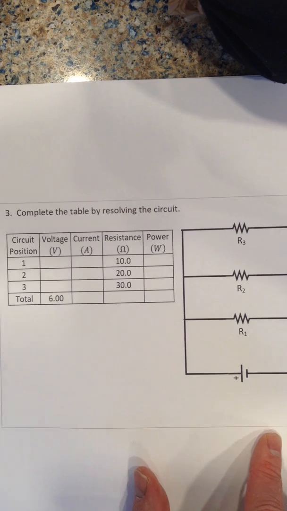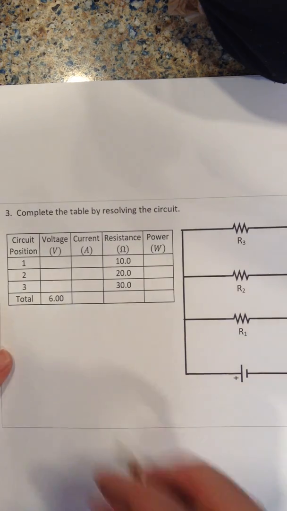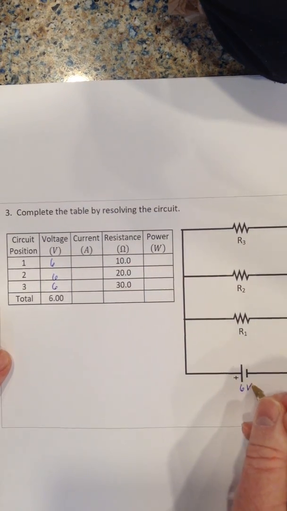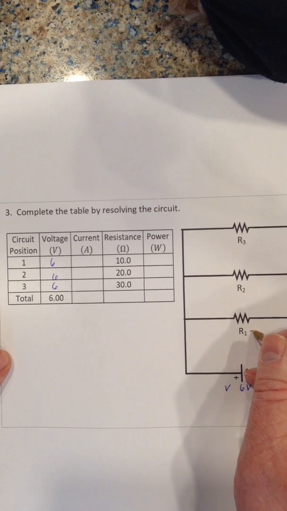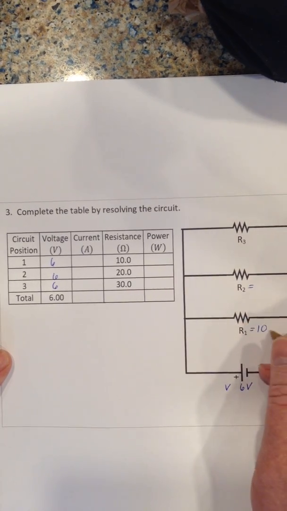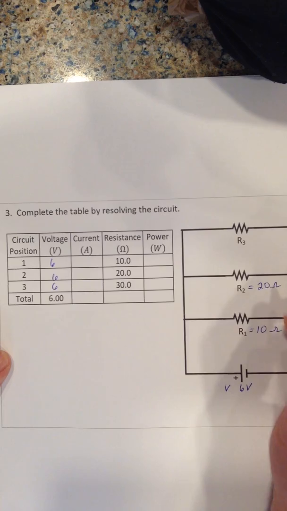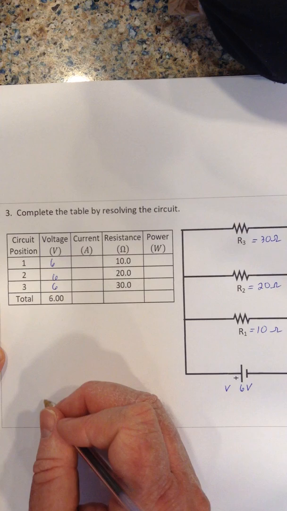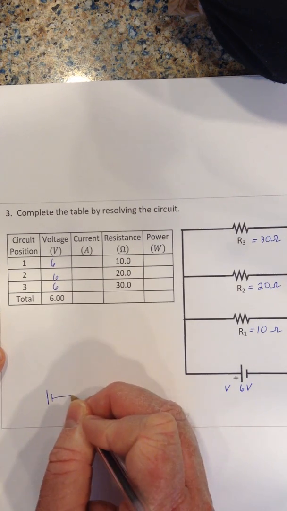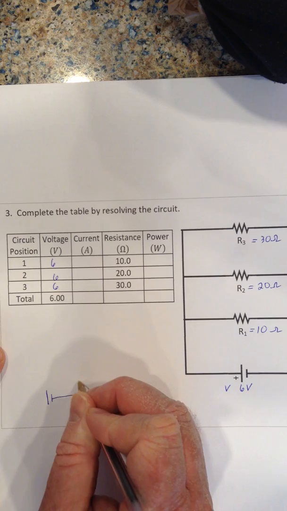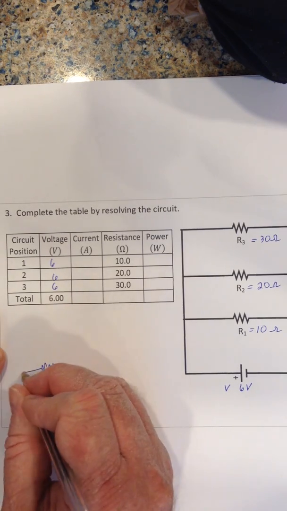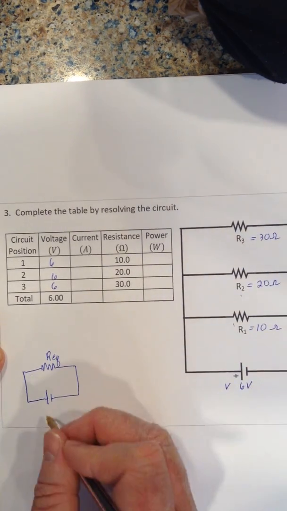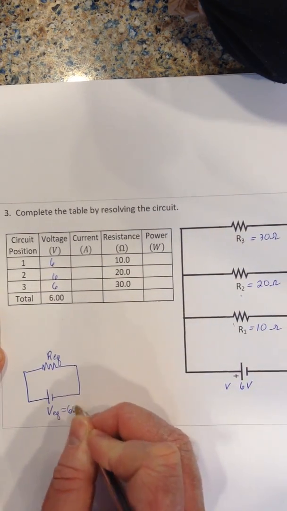And we already have a table set up. So I know that this is going to be 6 volts through all of them. So 6 volts there. R1 is 10 ohms. R2 is 20 ohms. R3 is 30 ohms. And if I resolve that picture, that circuit, I could get an equivalent resistor that replaces all 3. And I have an equivalent voltage of 6 volts.